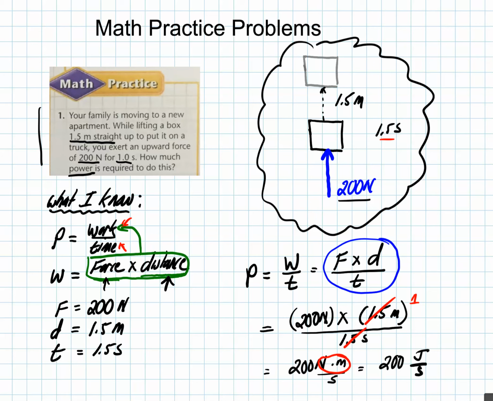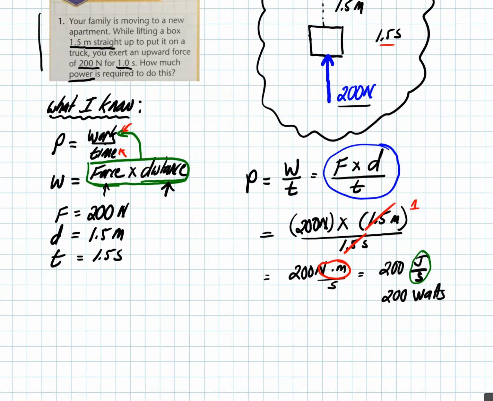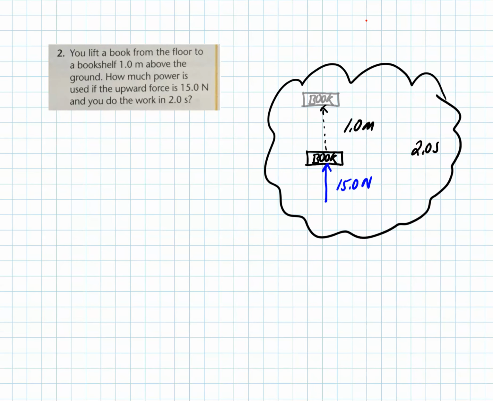And it turns out that a joule per second has been defined as a watt. And you may have heard about watts, like a 100 watt light bulb, or some kinds of motors can be measured in watts, or if you have a hair dryer, look at it. It's going to tell you how many watts it is. So that's a unit of power. So it's 200 watts. 200 watts.